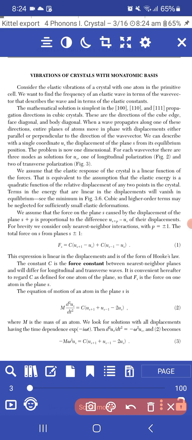Because whole planes move, we can represent a whole plane with one coordinate. So it's one dimensional. For each wave vector there are three modes as solutions.